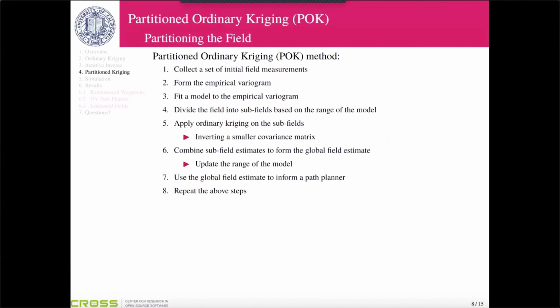And then we can combine subfield estimates to form a global field estimate. And we can update the range of the model for the global field. So that's the field composed of all the different subfields. And then we can use the global field to estimate and inform our path planner. And of course, we would repeat the above steps so that as we get more information, the subdivisions might change. So they might get smaller or larger. And this allows us to reduce the complexity of the computation so much so as to have online path planning. So we can use this powerful spatial estimation to inform our path planner, and we don't have to, say, slow down the vehicle in order to wait for these calculations to process, because they can actually take a substantial amount of time, as we'll see soon.